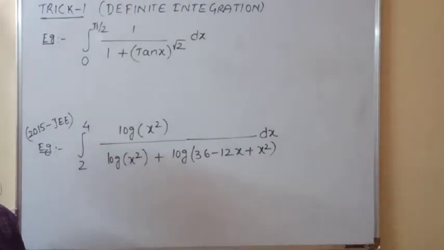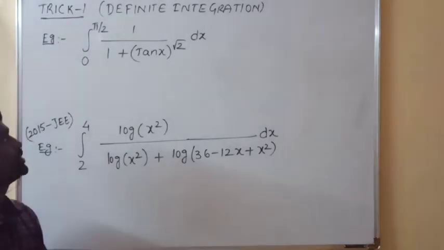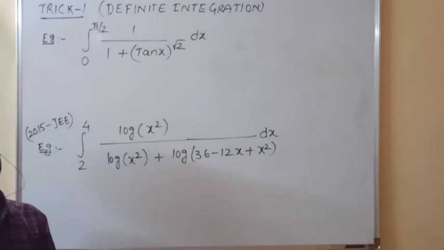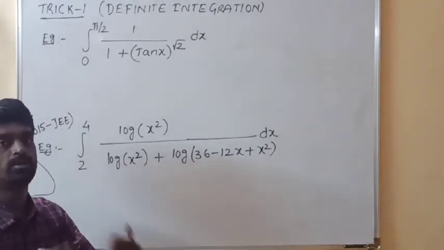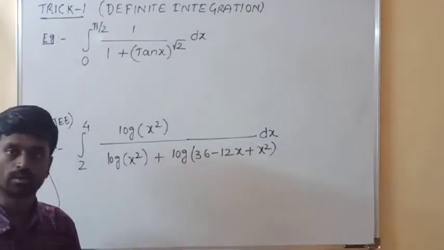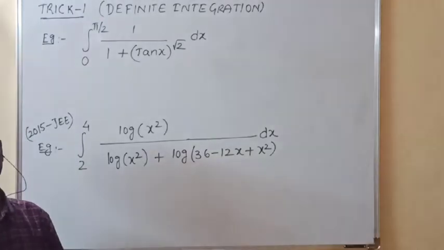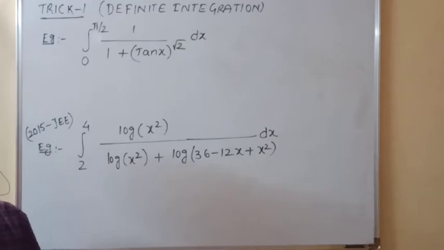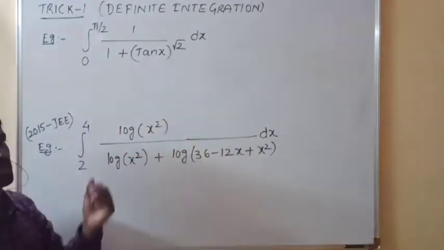So look at the next problem: integral 0 to pi by 2, 1 upon 1 plus tan x whole power root 2, into dx. It is not directly in that form, but we have to convert it into the form: integral a to b, f of x divided by f of x plus f of a plus b minus x, into dx.